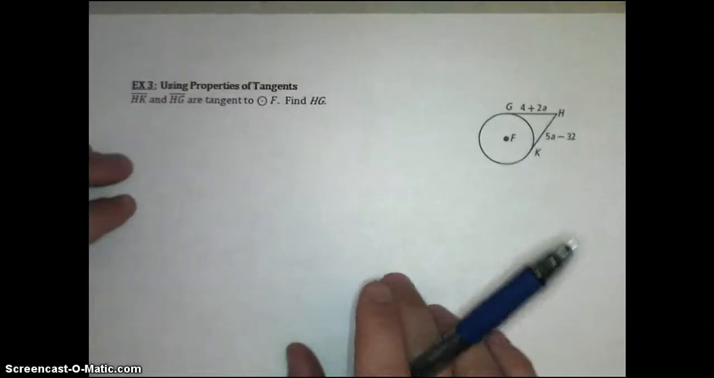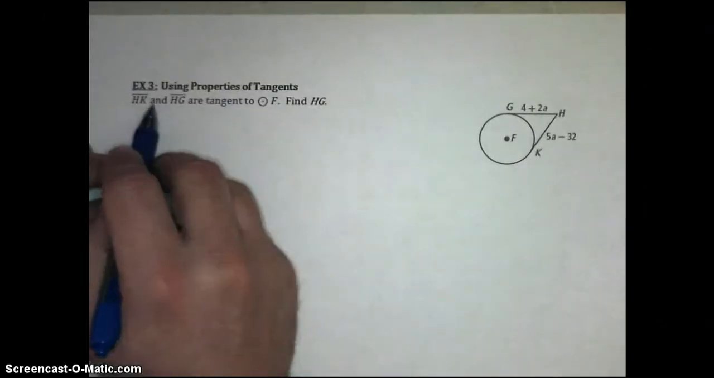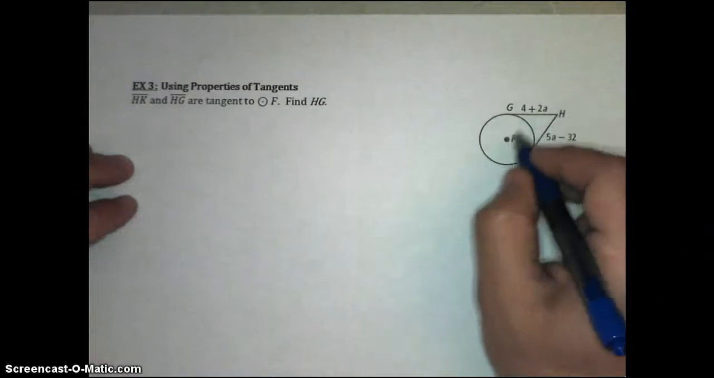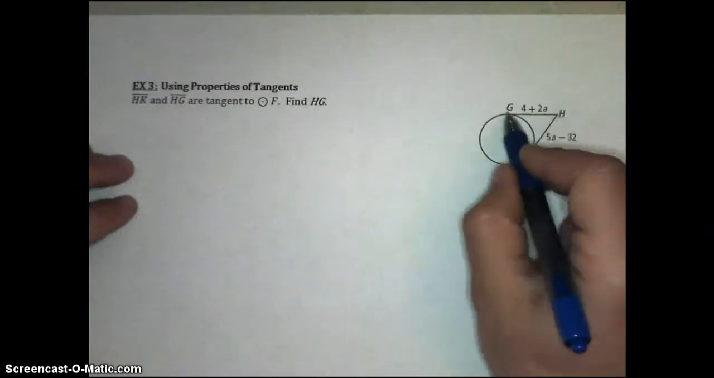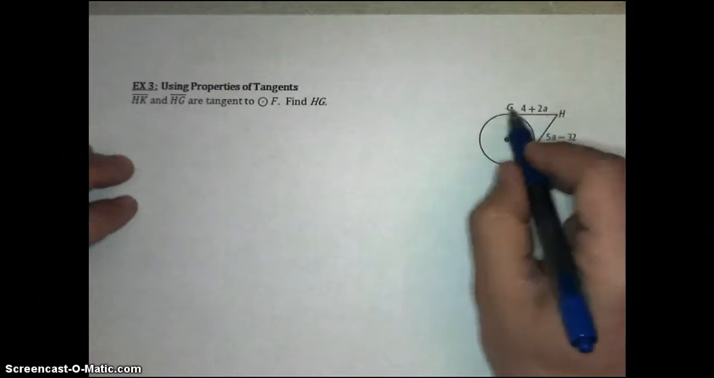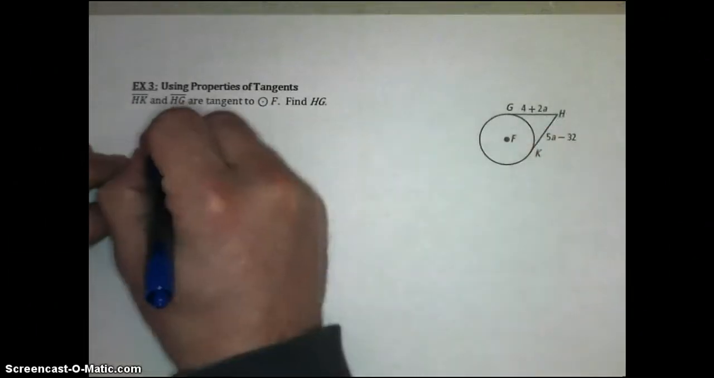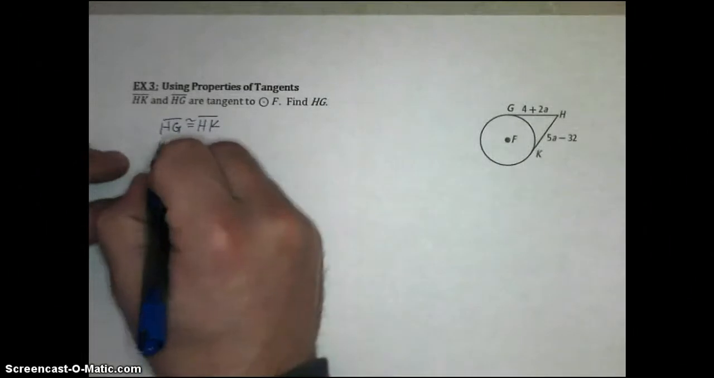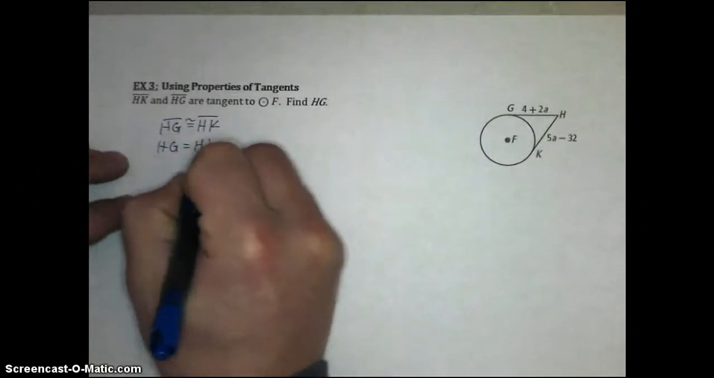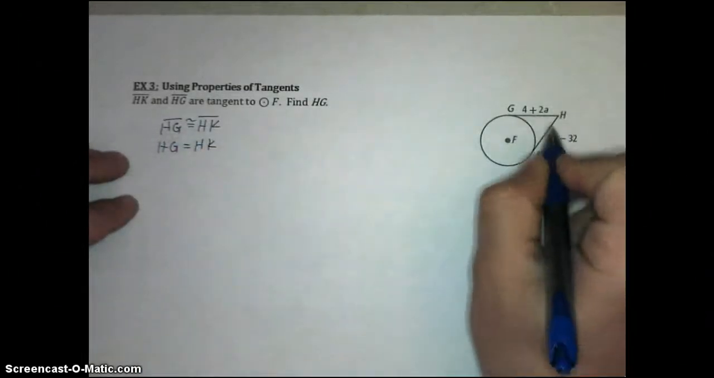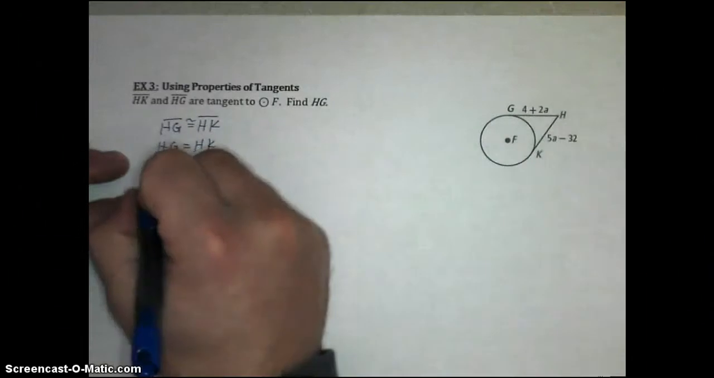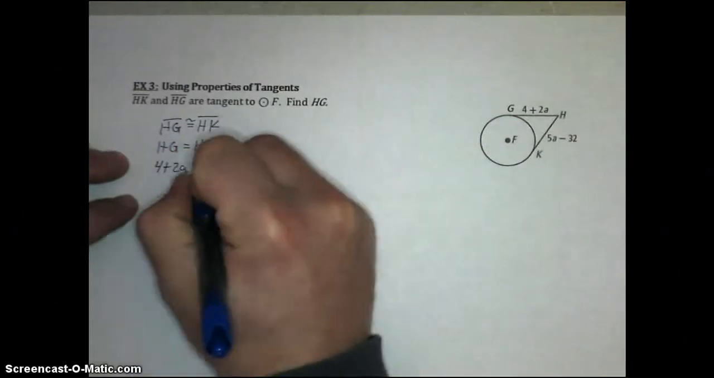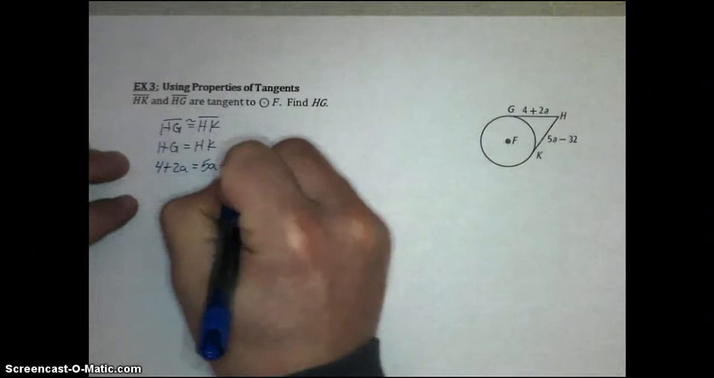So let's take a look at our last example. Example 3, here's what we are given, that HK and HG are tangent to circle F. Remember, that means these are congruent. So HG and HK are congruent. That means their lengths are equal. So we can plug in these and solve for A to find the actual length. HG is 4 plus 2A. HK is 5A minus 32.